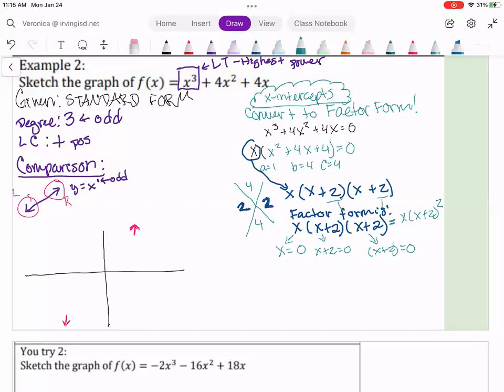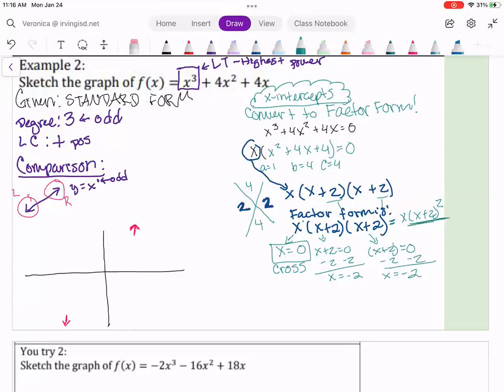Okay, so let's find our x-intercept. So x equals 0, that's my first one. I'm good to go. The next one, I'm going to subtract 2 from both sides. X equals -2. Same thing on the next one, subtract 2 from both sides. X equals -2. So what do we notice? We notice that we have one x-intercept at 0. So we know it's going to cross because it has a multiplicity of 1. Do y'all see that? It has a multiplicity of 1.